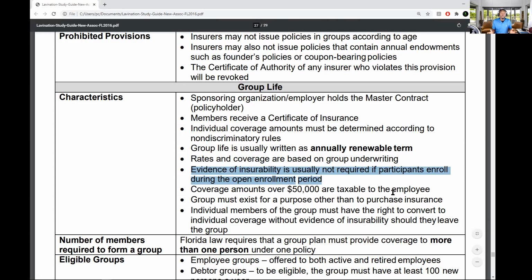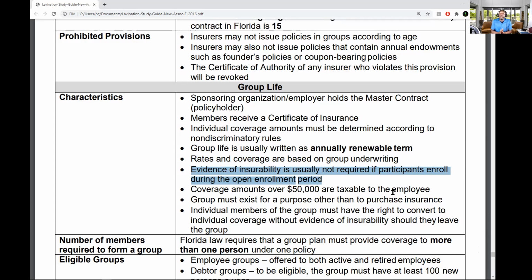So if somebody goes to a group policy and buys a $100,000 policy in a group, the first 50,000 is not taxable. The additional 50,000 is taxable. If they get 75,000, the first 50,000 is not taxable, but the other 25,000 is taxable. If they get 50,000, they pay no taxes. If they get 25,000, no taxes. As long as it's below 50,000 it is not taxed, but for anything above that, the difference is taxable.